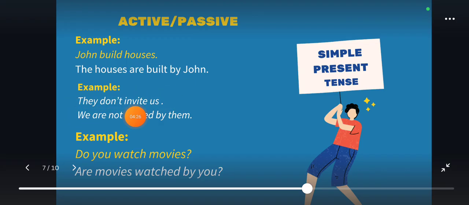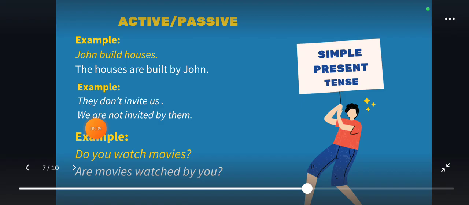Then we have a negative statement of the same tense, simple present tense, where we have the sentence they don't invite us. Over here we have subject they, don't as helping verb, invite as verb, and us as an object. So according to the first rule, we will change the object into subject. When us becomes subject, it will become we. So here we have done this change.